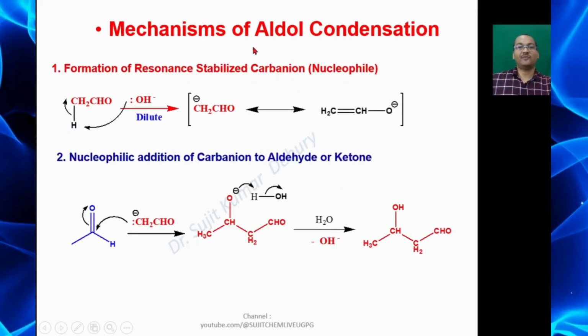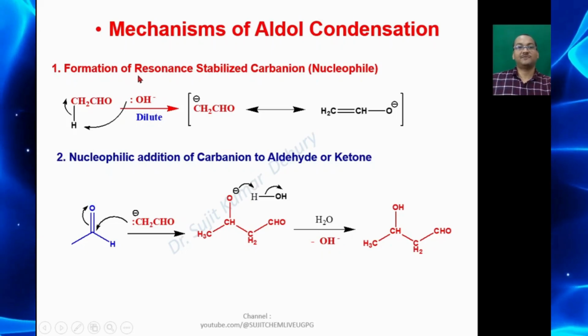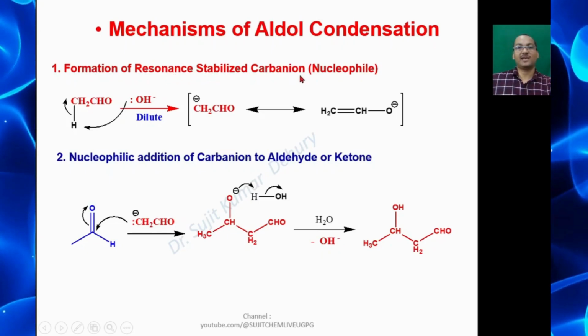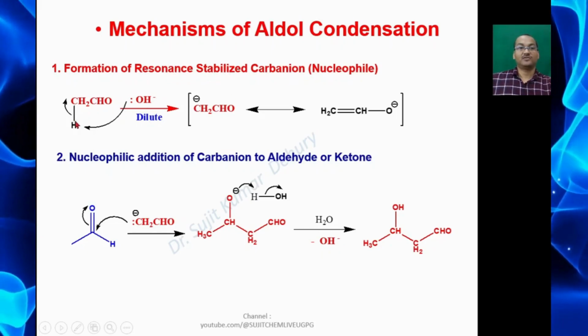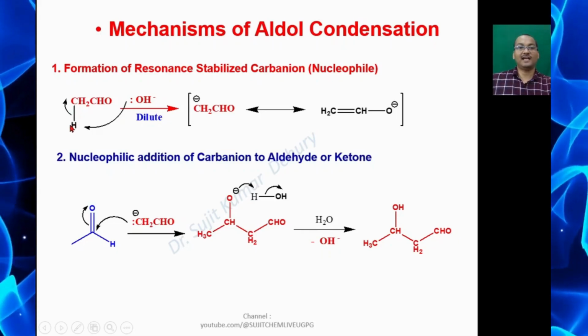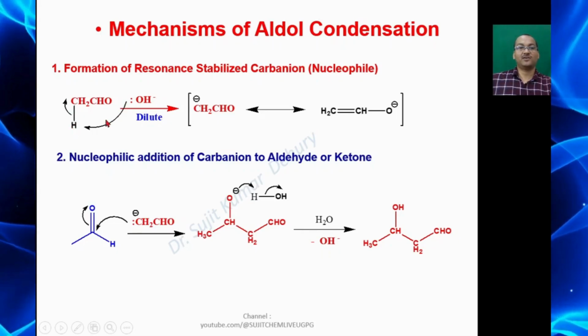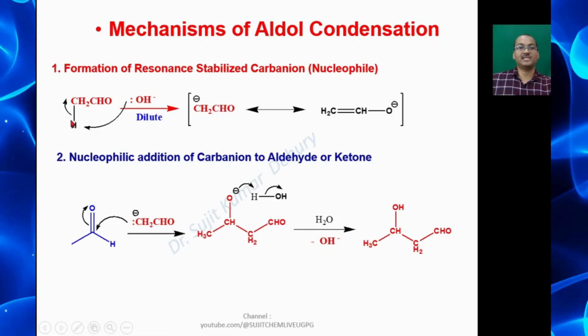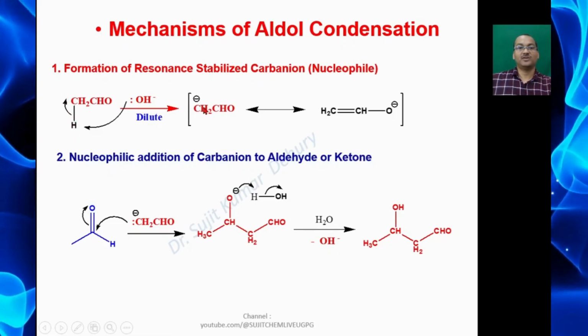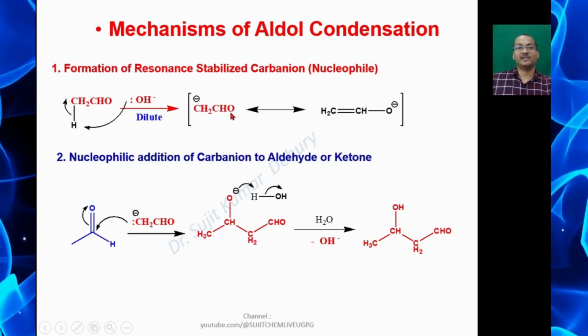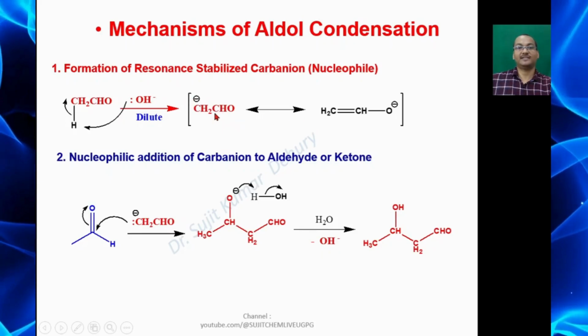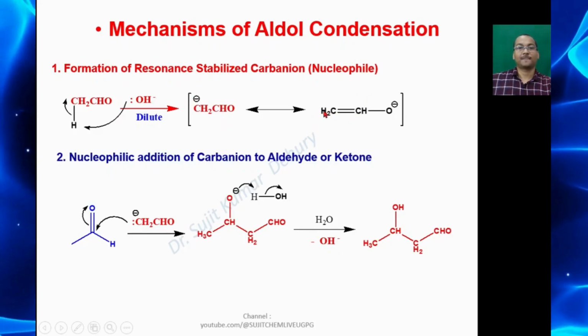Now let's talk about the mechanism. The first step is formation of a resonance stabilized carbanion, that is the nucleophile. CH3CHO we can write like this. OH- will take this proton and this CH bond will break on carbon. So you get CH2- CHO. This is the carbanion and this is resonance stabilized.